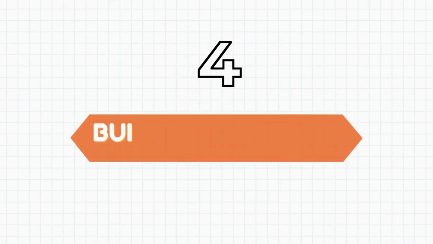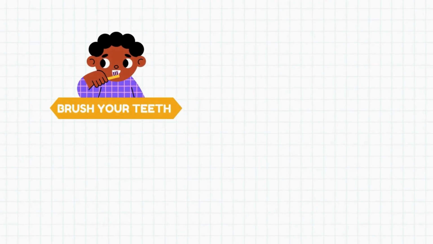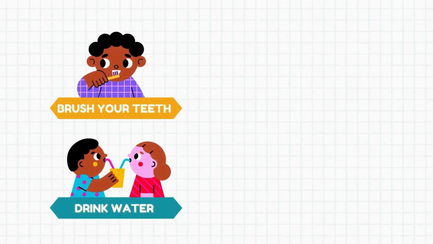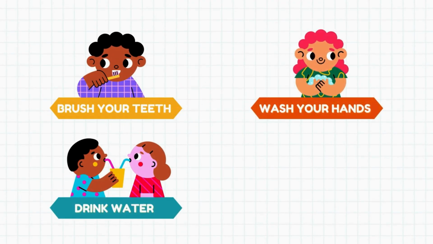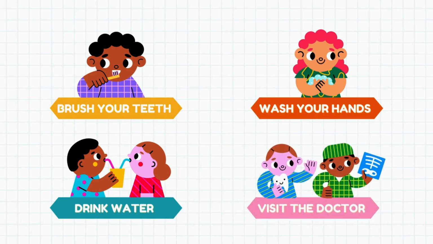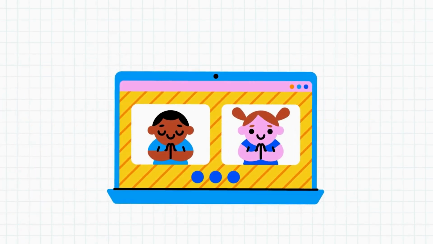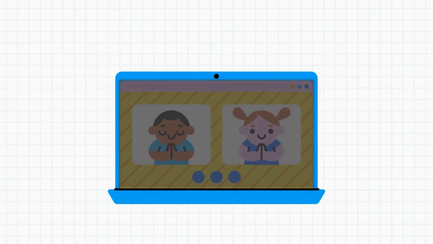Step 4. Build good habits. Brush your teeth twice a day. Drink plenty of water. Wash your hands. And visit the doctor and dentist for checkups. One more thing. Don't forget to limit screen time.